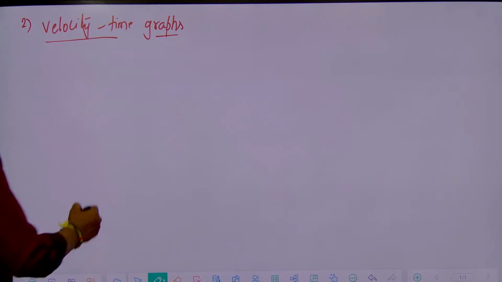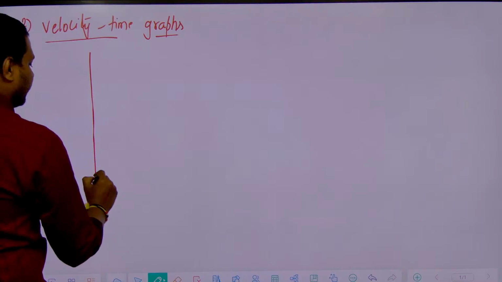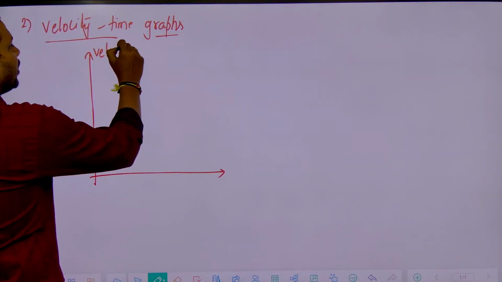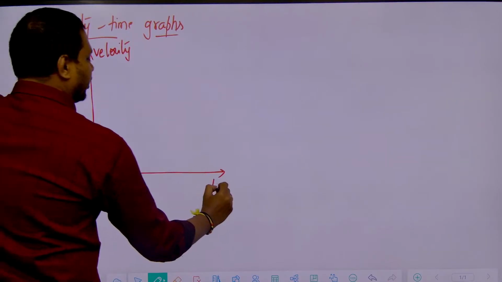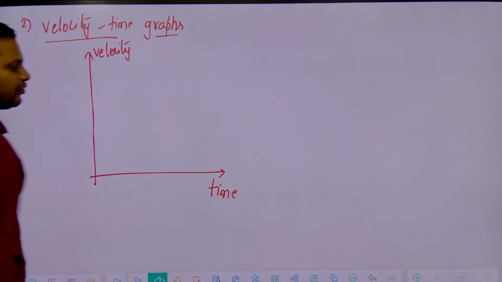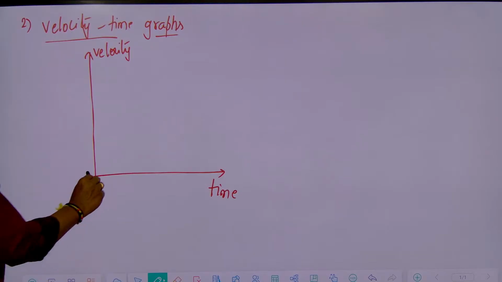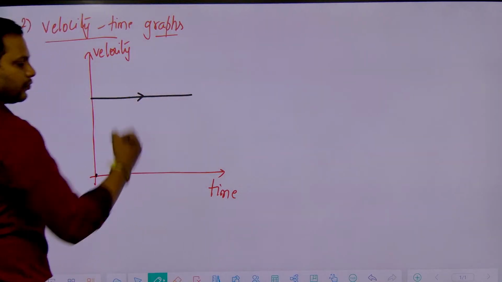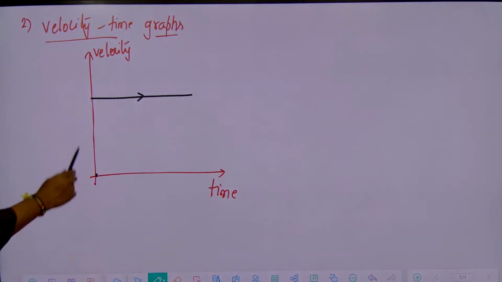So first one, suppose I draw the graph like this. I will take velocity on the y-axis and time on the x-axis, and I will draw a line like this. This is the line. Clear?